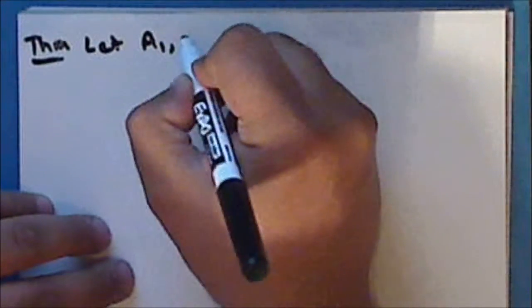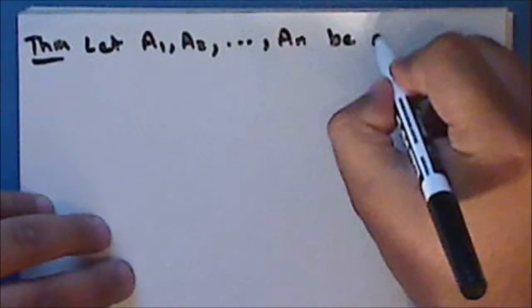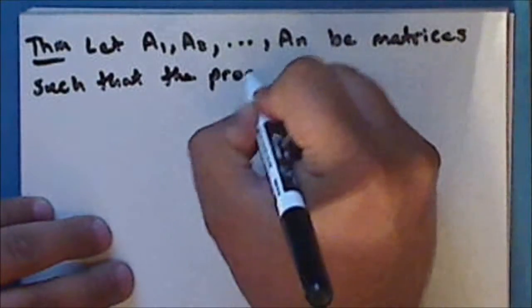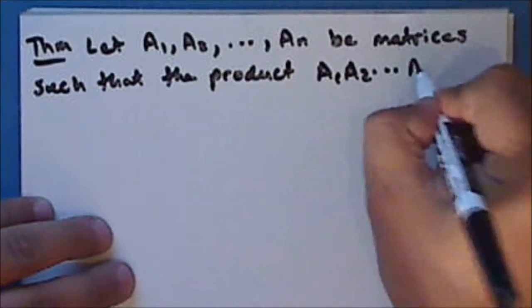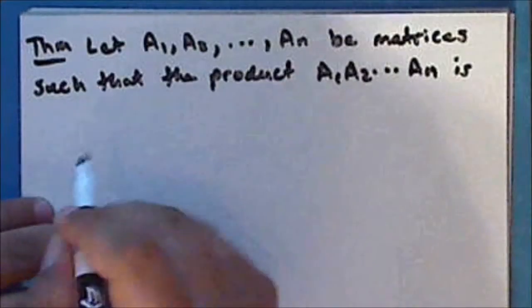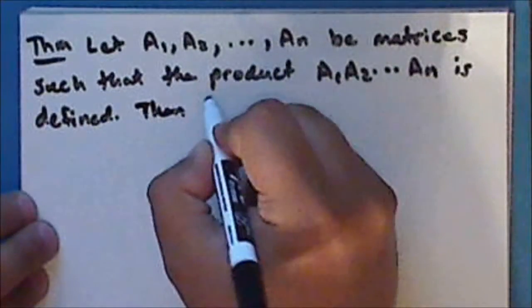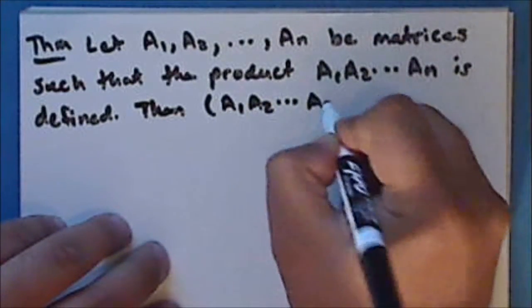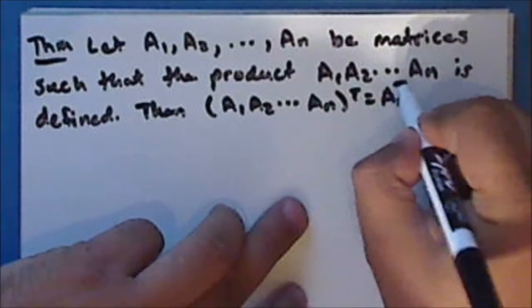So let A sub 1, A sub 2, and so on through A sub n be matrices such that the product A sub 1 times A sub 2 and so on through A sub n is defined. Then the transpose of the product is the product of the transposes in reverse order.